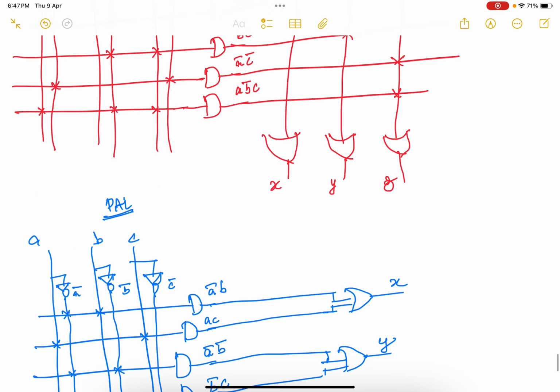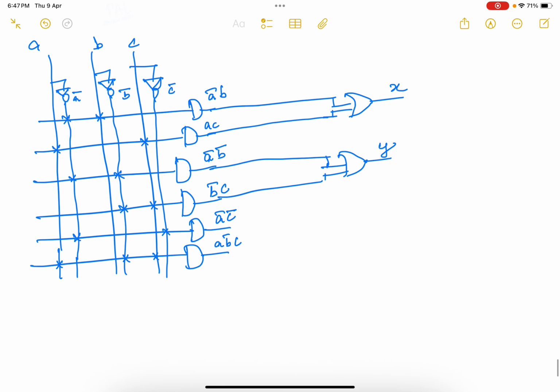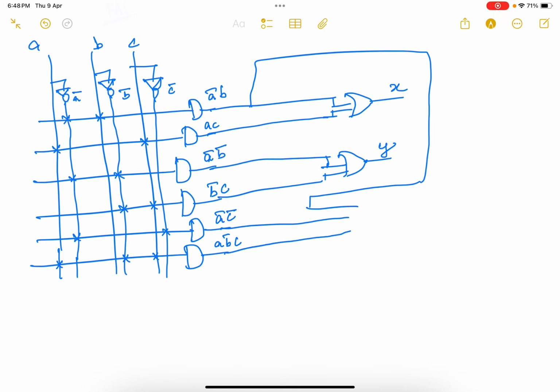This is your Y. And the third one also has A bar B and the last 2 terms. So you make a connection this way also. This one and this one, all 3 I am going to connect to the Z term. Here this OR array is completely fixed in nature, and the AND array is programmable in nature. So this concept is nothing but programmable array logic.